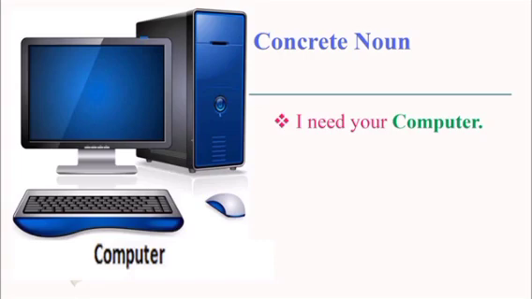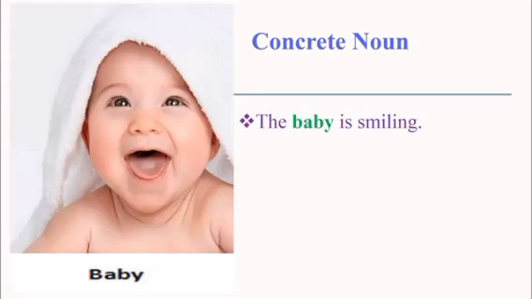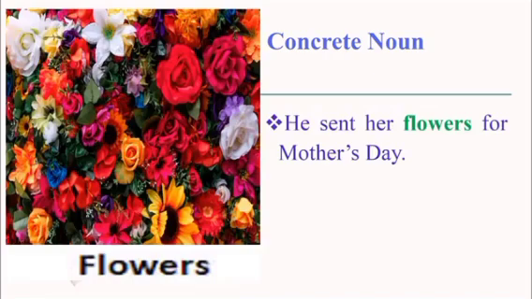Students, next look at this picture. Here we can see a baby, right? Now let's frame a sentence. The baby is smiling. In this sentence, baby is a concrete noun. In this picture, we can see flowers, right? Now let's frame a sentence. He sent her flowers for Mother's Day. In this sentence, flowers denote concrete noun.